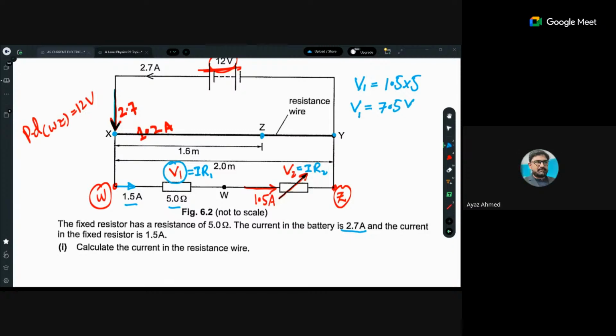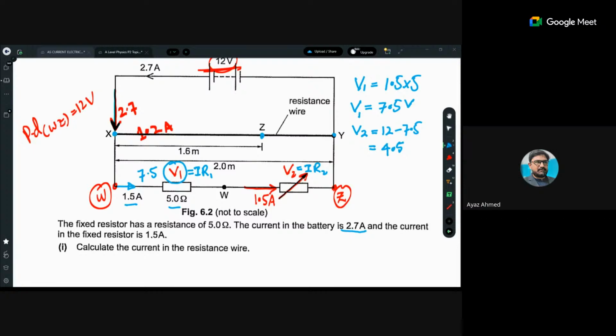Yes sir. Are you people getting it? It means 7.5 volts are dropped here out of 12 volt. So what is the remaining value? What will V2 be? V2 is basically 12 minus 7.5. 12 minus 7.5 is 4.5.